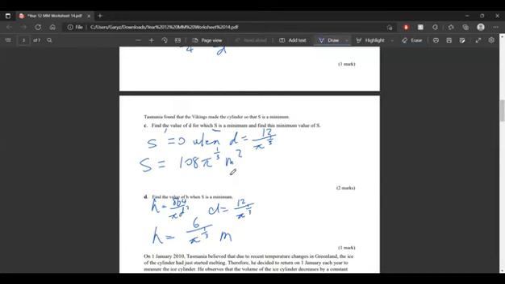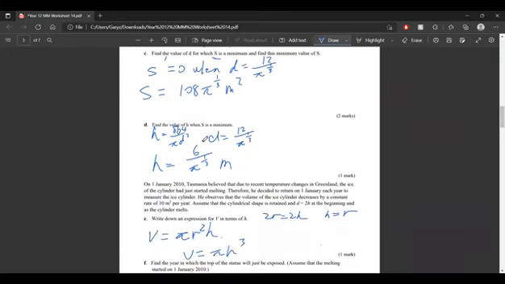The next question, we now want to find the minimum value of d such that s is minimum, and find the minimum value of s. So we solve for s dash of d equals 0 and d is equal to 12 divided by the cube root of pi. And with d equals 12 divided by cube root of pi, s is equal to 108 times cube root of pi meters squared.